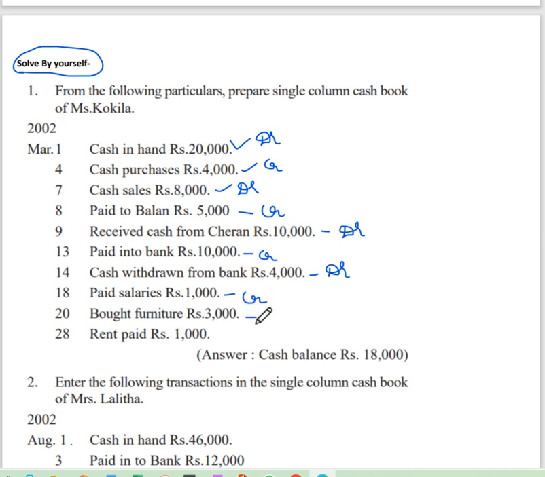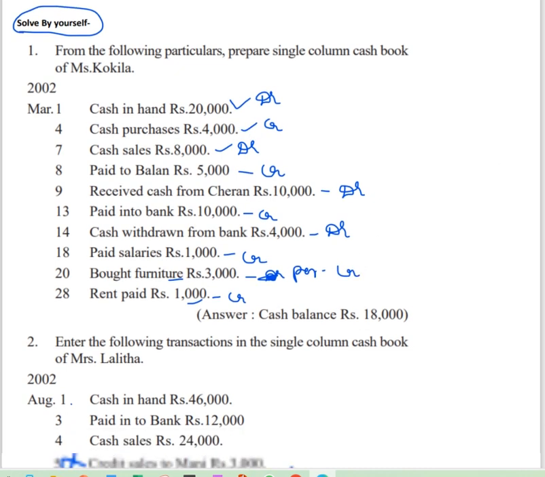Bought furniture. We have purchased the furniture, but they have not mentioned credit purchases. Neither did they mention bank purchases. So we consider this as bought furniture for cash. Sorry, this furniture we have purchased, so we have paid. This is a payment, so this is again a credit side item. Rent paid 1000 rupees is a credit side item. So this is what you have understood and you need to solve.